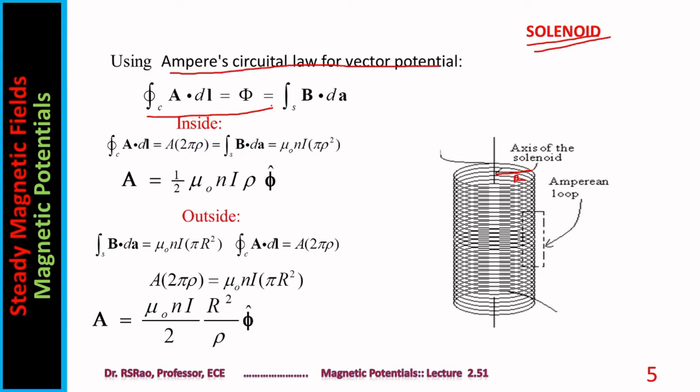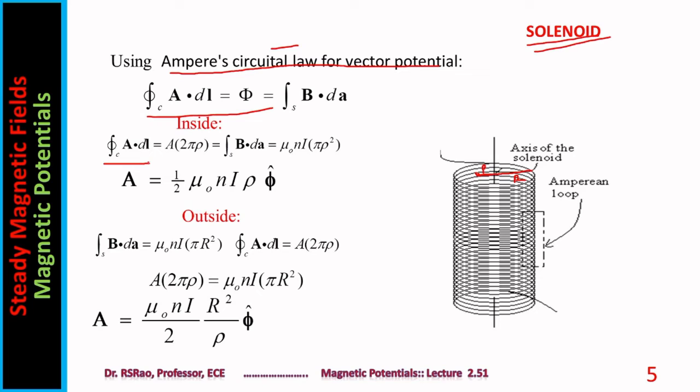First we consider inside. We consider a point inside, let us say somewhere here. At a distance of rho inside from the axis, we consider a point P. Here we want to know the vector potential. Before going further, it is required to be reminded that when current is flowing, inside the solenoid a field exists and it is uniform. Outside the solenoid, no field exists, so zero field. With this information, let us proceed.